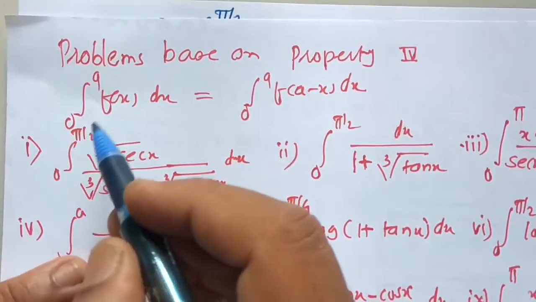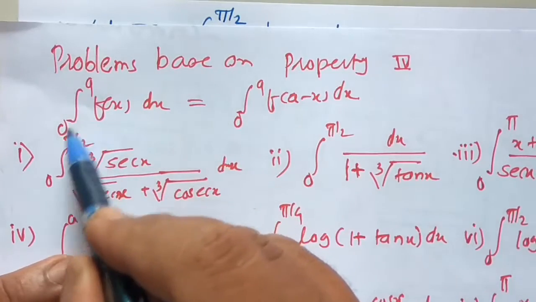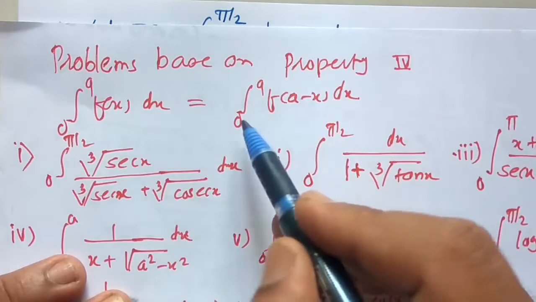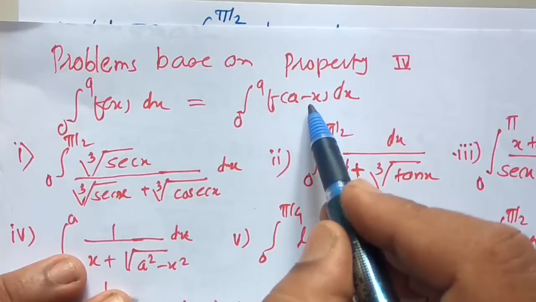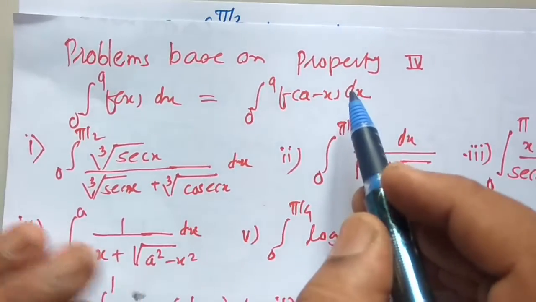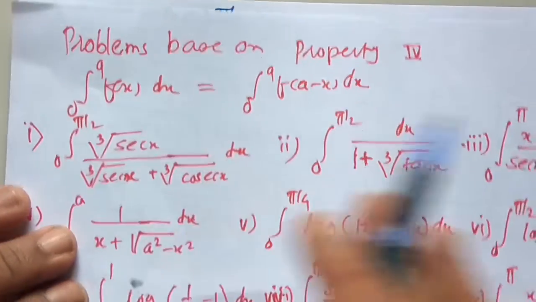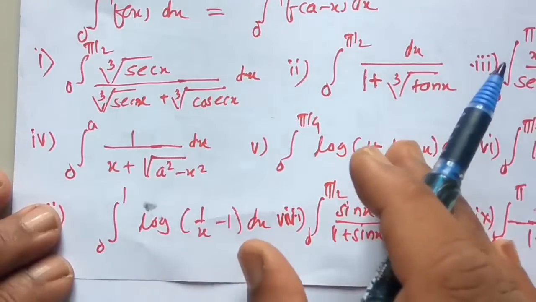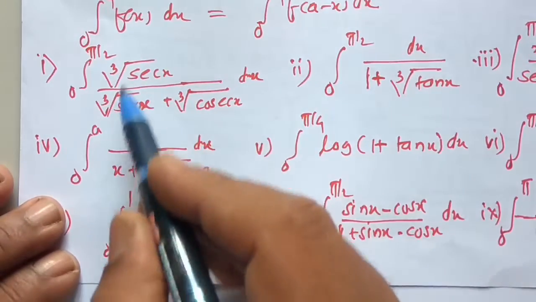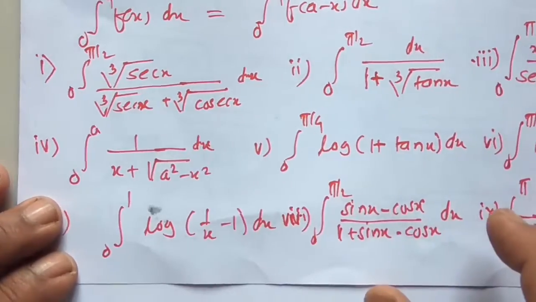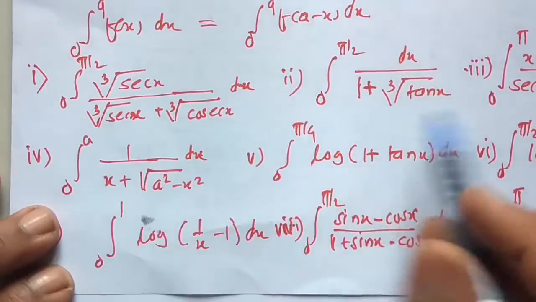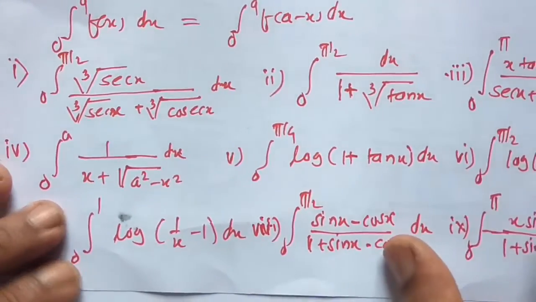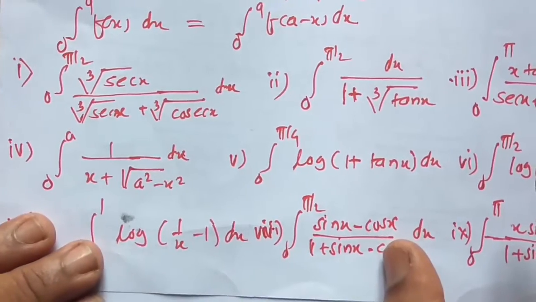Property number 4 is the integral from 0 to a of f of x dx is equal to the integral from 0 to a of f of a minus x dx. Based on this property, we will solve some examples on definite integrations. These are the selected examples.